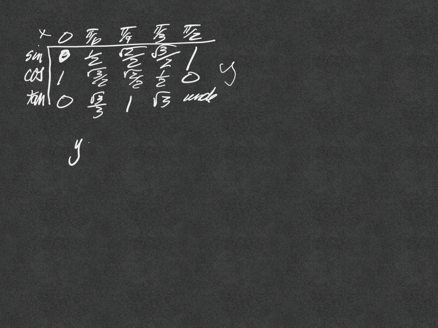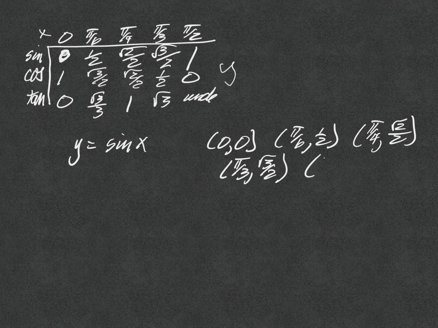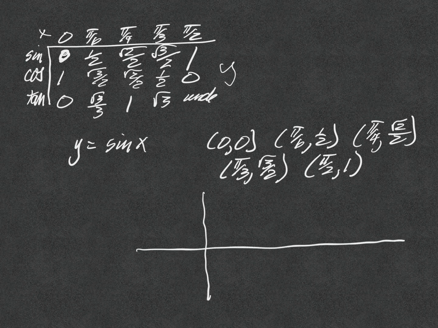So for instance, for y equals sine of x, if I wanted to graph that, I could graph these ordered pairs. Okay? And so that's the first thing that you need to realize, is that this table just gives us key ordered pairs that we can graph for the sine function. And it gives us a lot more ordered pairs as well, and I'll show you that in a moment. So I've written those 5 as ordered pairs, and now we can go ahead and graph the sine function.